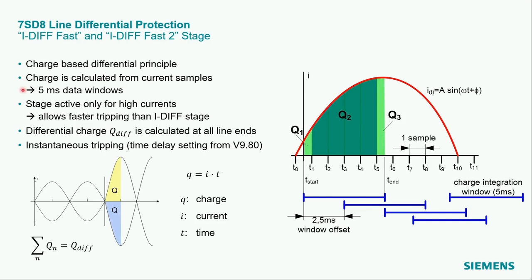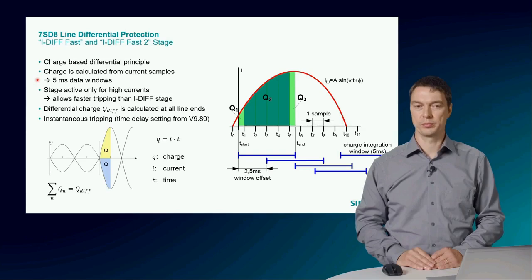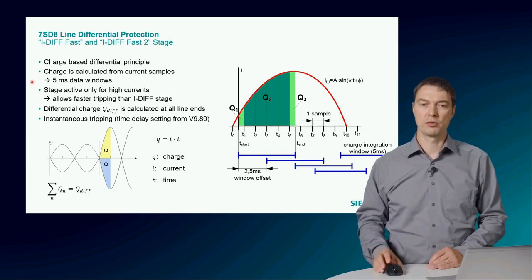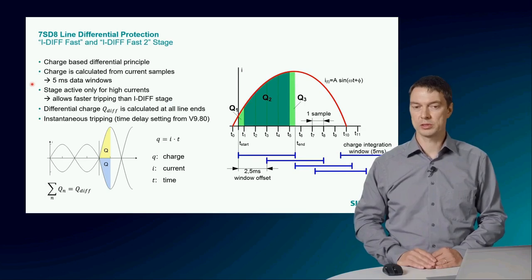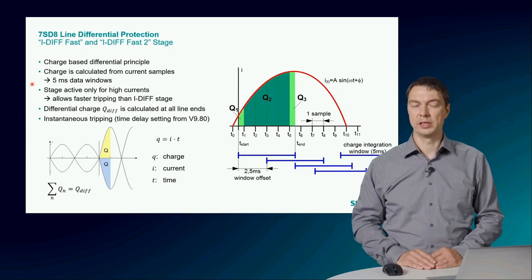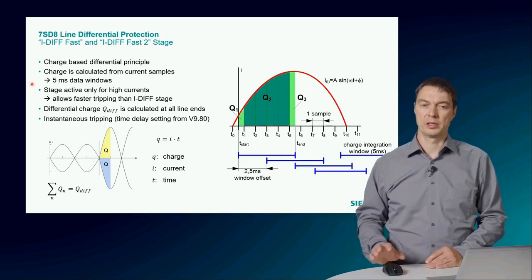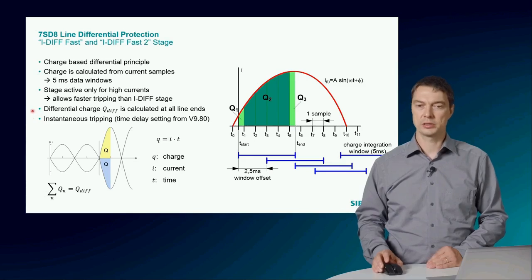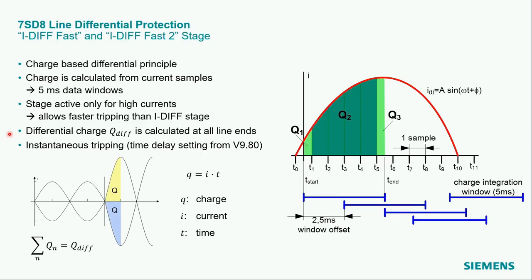So the charge is calculated from the current samples every 5 milliseconds, running with the same differential protection algorithm, but the window is shorter. It's only a 5 millisecond data window. The stage is only active for high fault currents, which allows a faster tripping compared to the EDIF stage. The differential charge is calculated at all the line ends and compared in a similar way as the differential current.